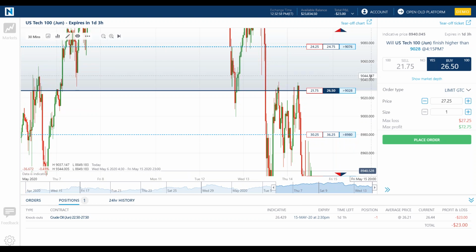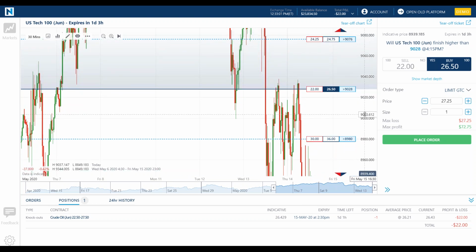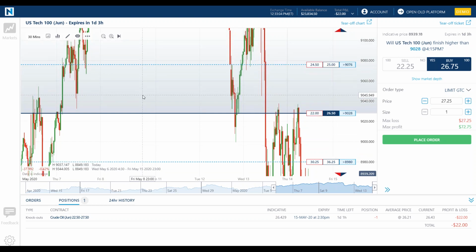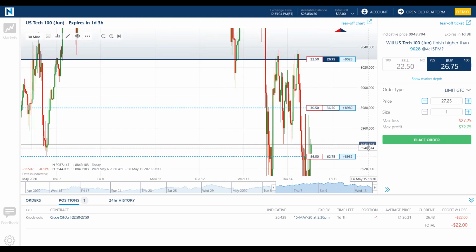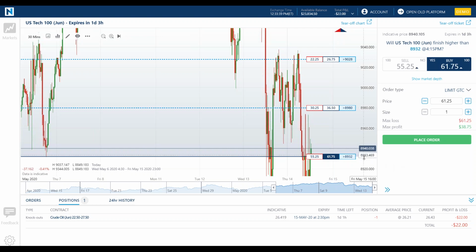Now, a binary contract is a simple yes or no question. I'm making a prediction: is something going to happen, yes or no? Here I clicked will, in 1 day and 3 hours, will the Nasdaq finish higher than 90.28? Now, Nasdaq is currently way down here, so let's actually pick one that's a little closer. It's around 89.40. Well, let's actually go to the 89.32 contract, so it's just above this level.